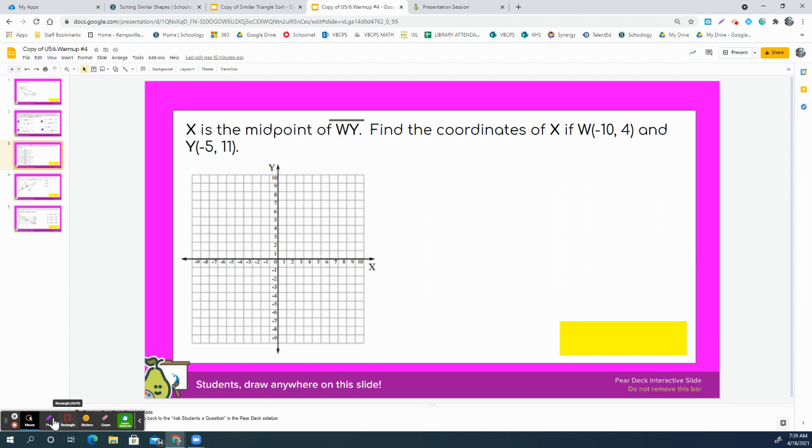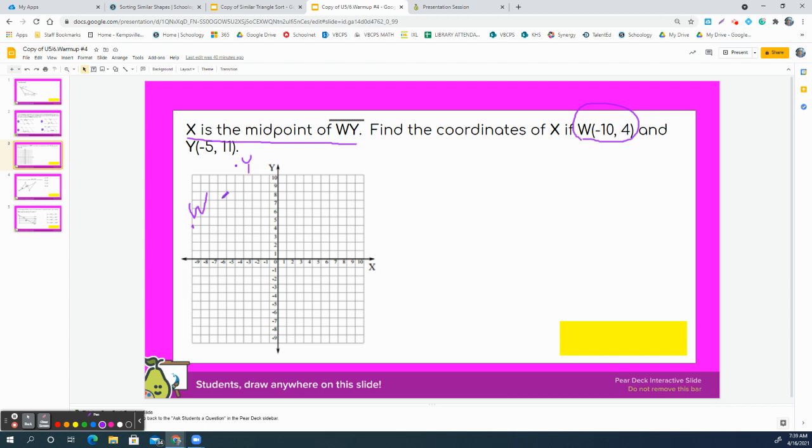Question number 3 is almost exactly what we had yesterday. The wording is just a tiny bit different. So X is the midpoint of WY. W is negative 10, 4. I think that's exactly what we had yesterday. And then Y was different, negative 5, 11. So negative 5, and that's off my chart, 11 is Y.